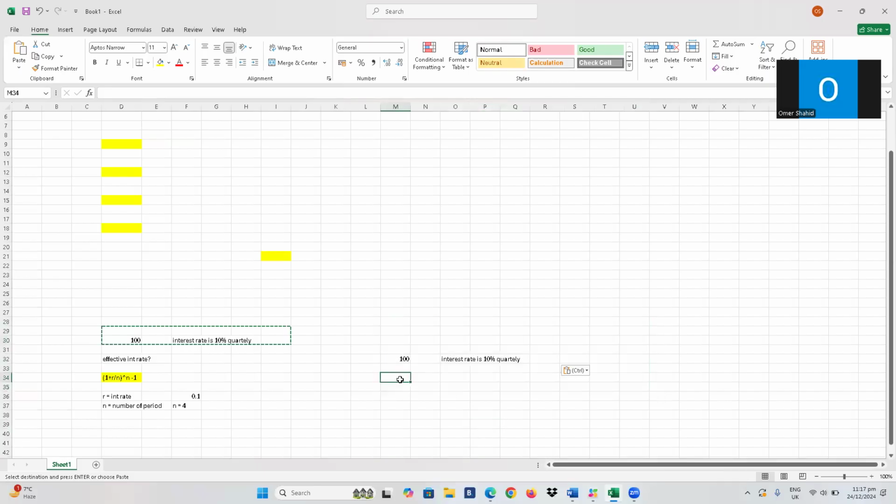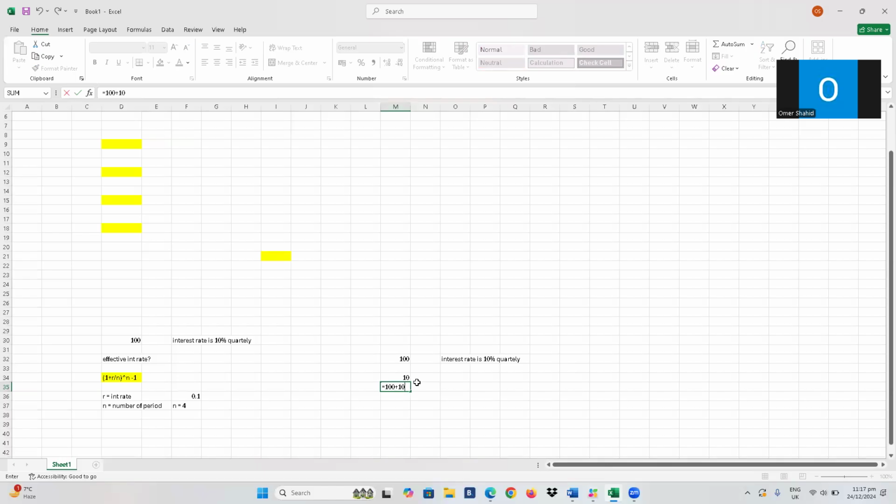So for the first period, how much will our interest amount be? $100 multiplied by 0.10. How much is it? 10. So how much will our amount become after 1 year? It will become 110, right? Sorry, this is not the amount after 1 year. This is the amount after 1 quarter. 110 is the amount after the first quarter.